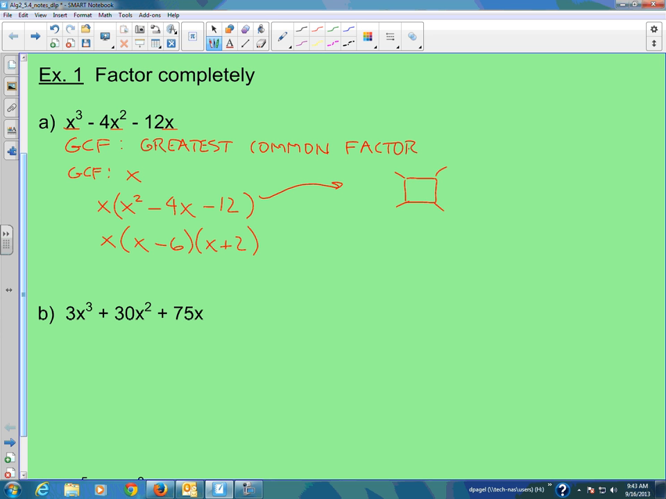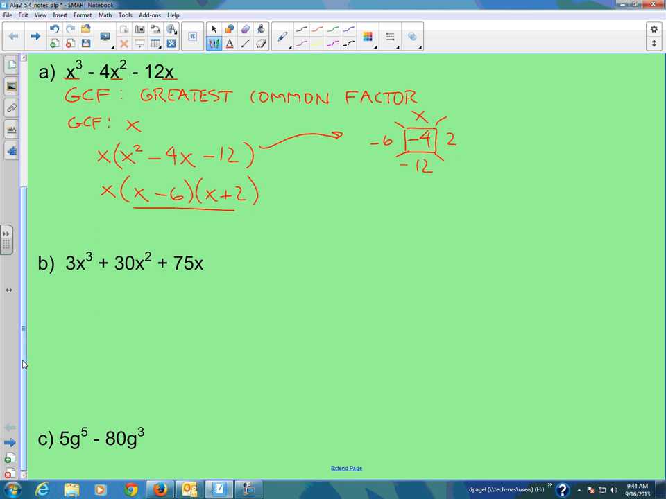The lead coefficient and the variable of the first term, so 1x, goes up top. The middle variable is a negative 4, and then negative 12 times 1, negative 12. And then what's left over in the wings of this box would be the factors of negative 12 that add to a negative 4, so negative 6 plus 2. And that's how we got this.